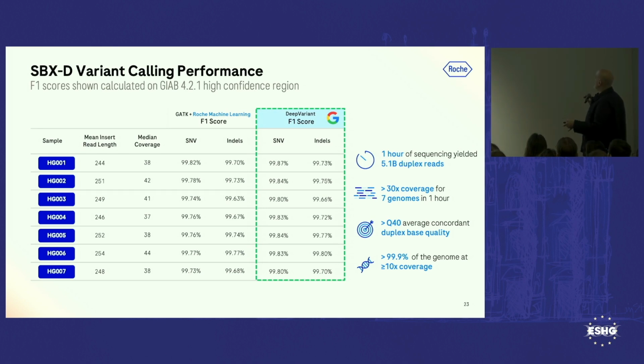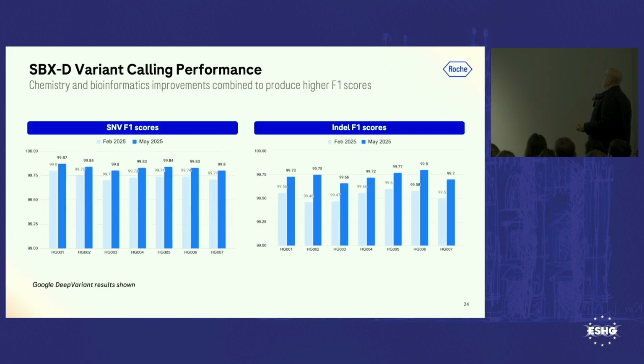So as we said, accuracy since the last time has improved a bit. We're at Q40 average duplex base quality and 99.9% of the genome at greater than 10x coverage. All of those numbers are improved from just 2 or 3 months before. Okay. This shows in terms of F1 scores, the dark blue being where we are currently, and the light blue being where we were in February, which were already really good numbers for an amplified library. We're continuing to push on that, and we'll continue to do so.